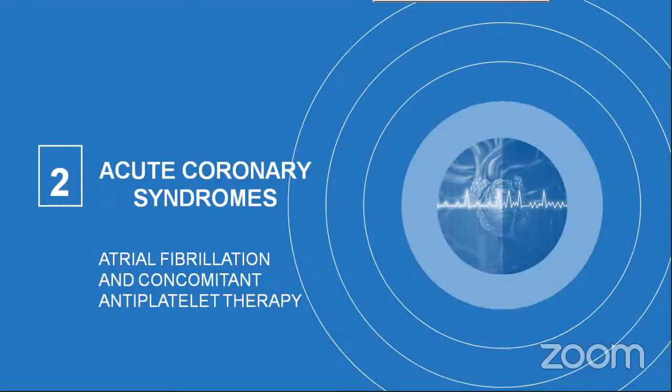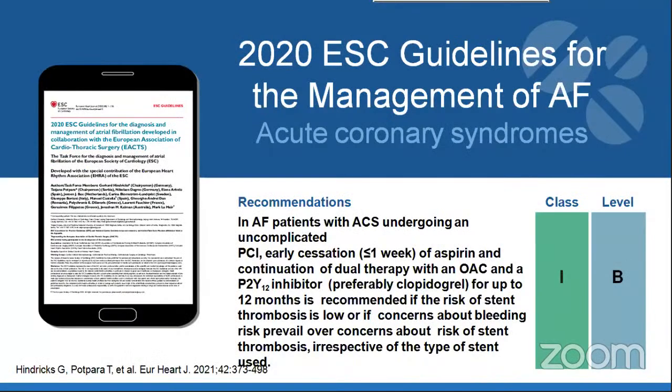Acute coronary syndrome with atrial fibrillation and concomitant antiplatelet recommendations. In an atrial fibrillation patient with acute coronary syndrome undergoing an uncomplicated PCI, early cessation, less than 1 week, of aspirin and continuation of dual therapy with an oral anticoagulant and a P2Y12 inhibitor, preferably clopidogrel, for up to 12 months is recommended if the risk of stent thrombosis is low or if concerns about bleeding risk prevail over concern about risk of stent thrombosis, irrespective of the type of stent. Class 1B. If there is atrial fibrillation, we always stop aspirin after 1 week and continue single antiplatelet therapy with oral anticoagulant for 12 months. Next.